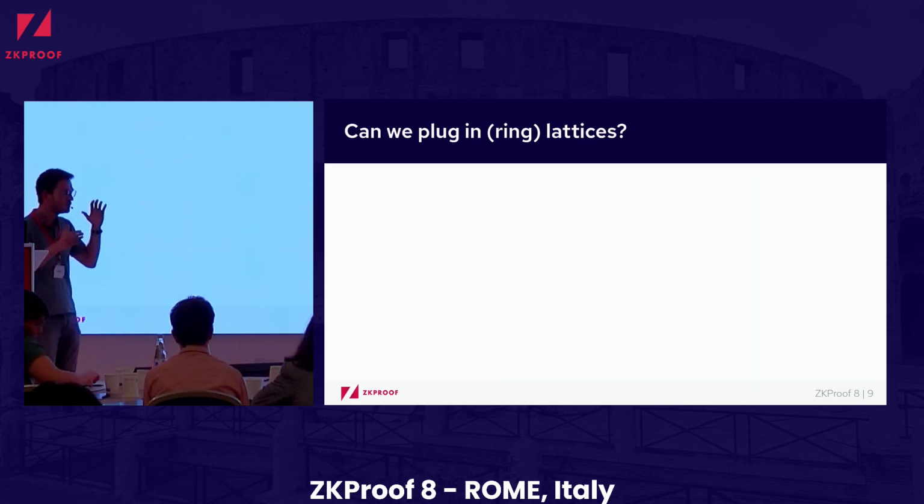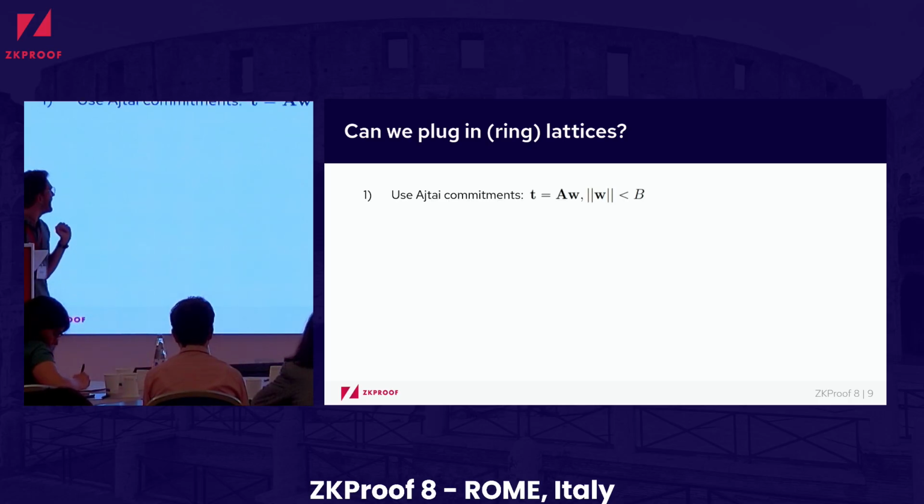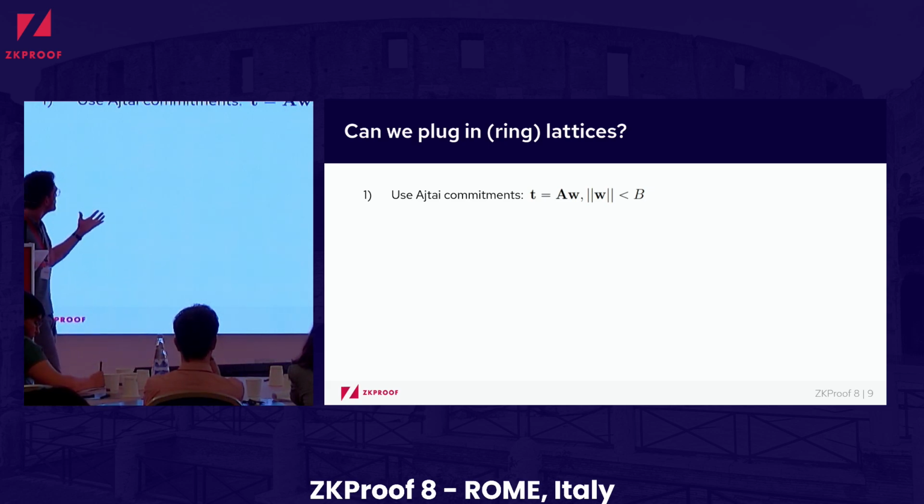Great, so now can we just throw in lattices and make this work? Not quite. Let's start by having a few attempts. The first thing that comes to mind is we have some possibly better commitments or homomorphic classic commitments. Let's throw in Ajtai-type commitments. So we have a public matrix A. We compute our commitments in the usual way, and we need that our witnesses now are bounded in order for the commitment to be binding.